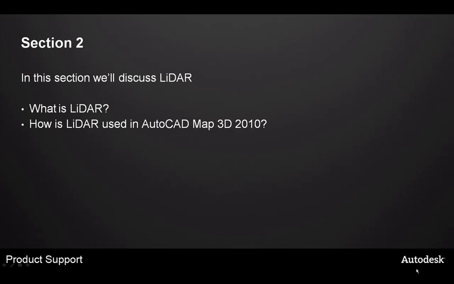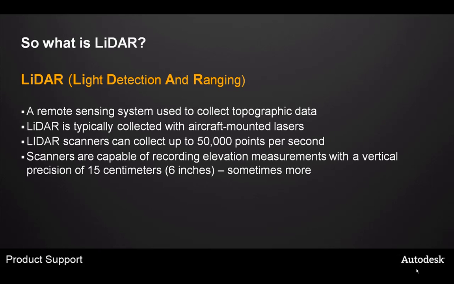In this section, we'll discuss LiDAR. We'll talk about what is LiDAR data and how LiDAR is used inside AutoCAD Map 3D 2010. LiDAR, or Light Detection and Ranging, is a remote sensing system used to collect topographic data. It's typically collected with aircraft-mounted lasers, and the scanners can collect up to 50,000 points per second. They also are capable of recording elevation measurements with a vertical precision of 15 centimeters and sometimes more.